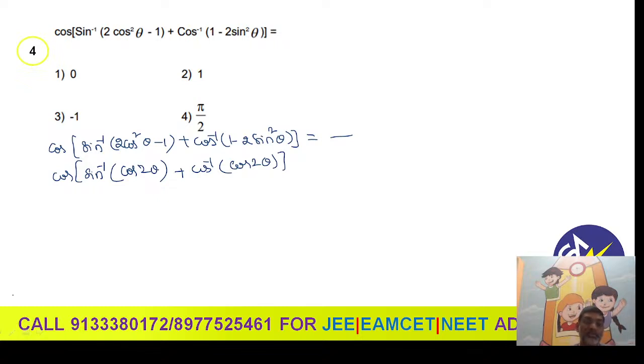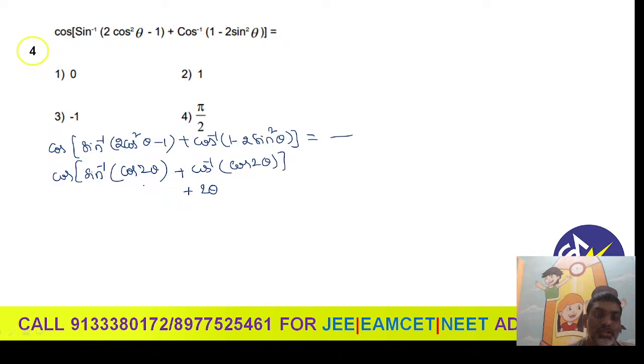Now what is sine inverse of cos 2 theta and cos inverse of cos 2 theta? Cos inverse of cos 2 theta we can write directly. What is cos inverse of cos 2 theta? It is simply 2 theta. But what about this sine inverse of 2 cos square theta minus 1?